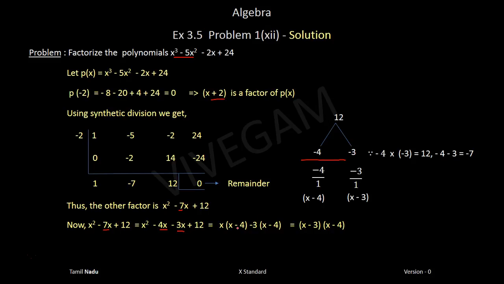Alright. So now x minus 4 can be taken out. So when you take out this, it will become x minus 3 into x minus 4, which is the same thing we got by this method also. Am I right? So, the original polynomial x cubed minus 5x square minus 2x plus 24 is equal to, the first factor is this, and the second and the third factor are these two. So it is equal to x plus 2 into x minus 3 into x minus 4.